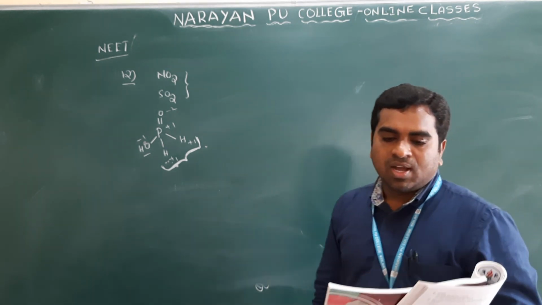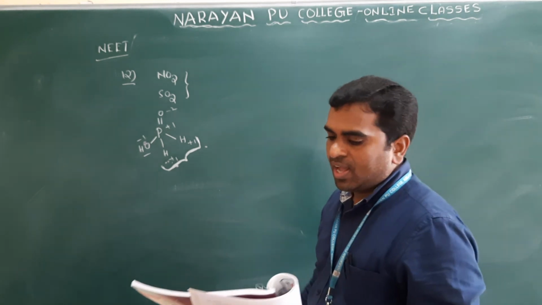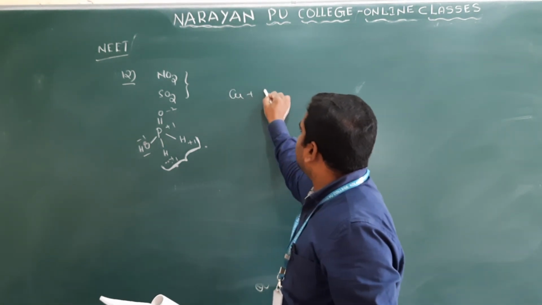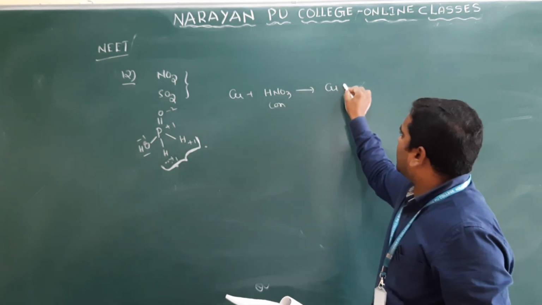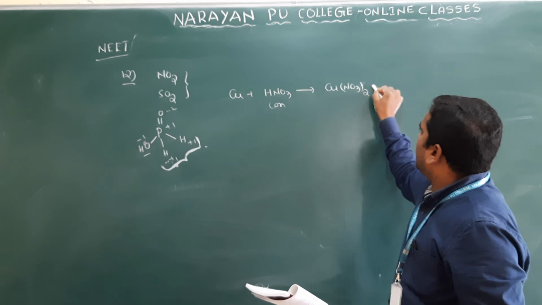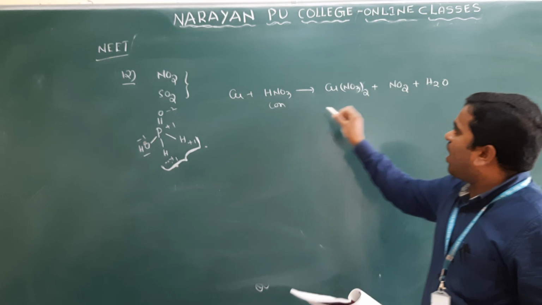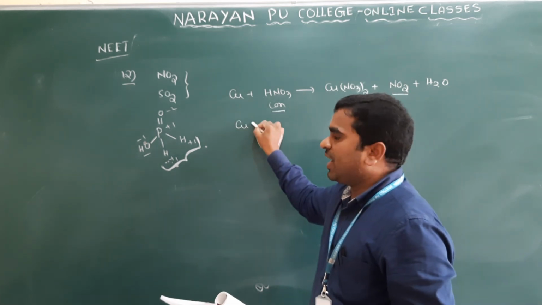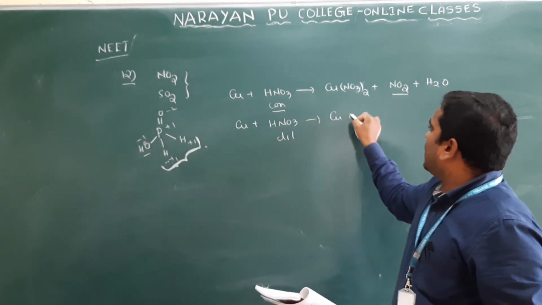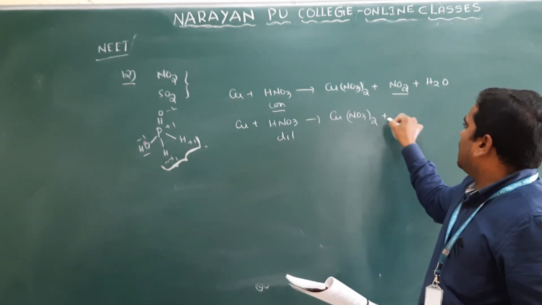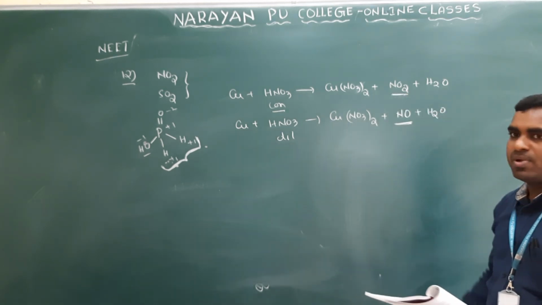Next one: when copper is heated with concentrated HNO3. I already mentioned whenever copper is treated with concentrated HNO3, you will get copper nitrate plus NO2 plus H2O. If you take dilute HNO3, then you will get Cu(NO3)2 plus NO plus H2O. Concentrated means NO2. Dilute means NO.